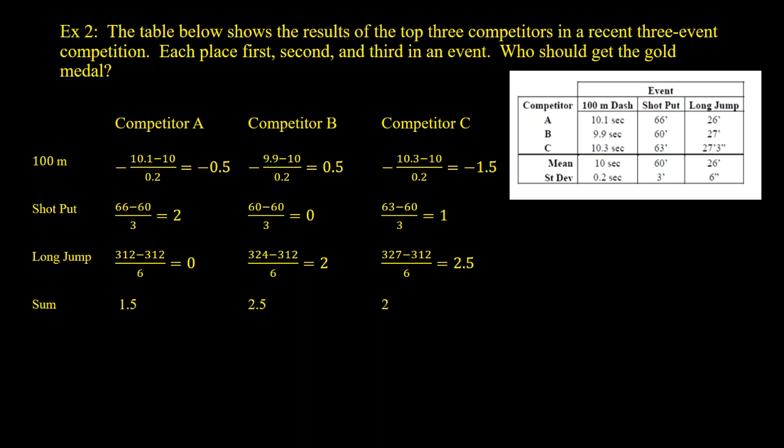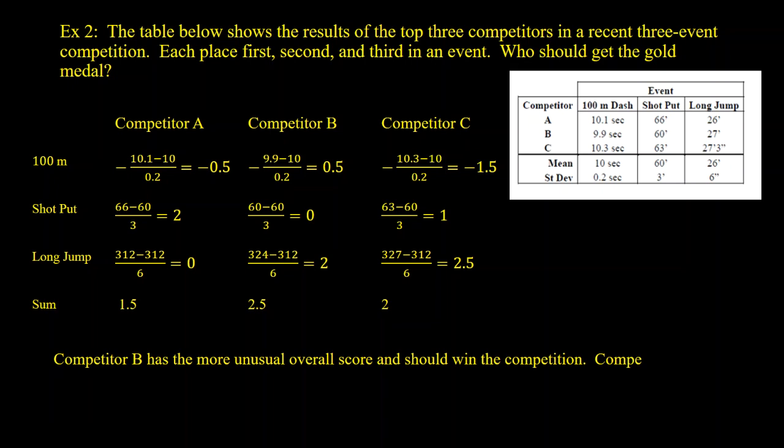It would appear that competitor B had the best performance, C the second best, competitor A third best. Competitor B has the more unusual overall score and should win the competition. Competitor C would earn silver, and competitor A wins the bronze.